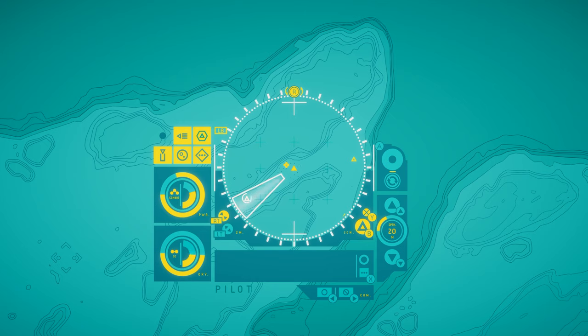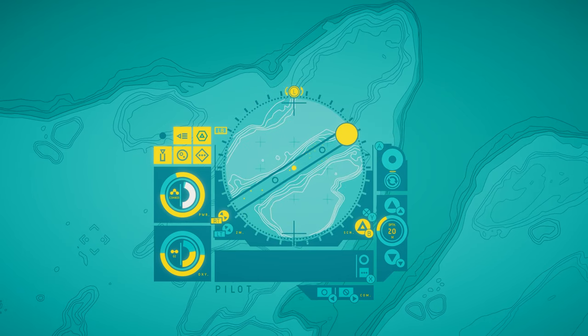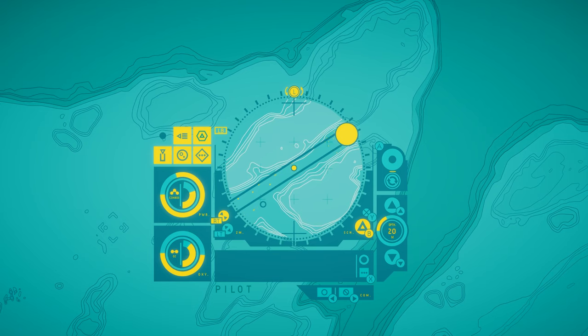Okay, so I think we're safe now. Narrow gully. These walls here have been smoothed into soft ripples, the sign of a strong current descending from the north. Actually, we're not quite safe yet, but we will be here.